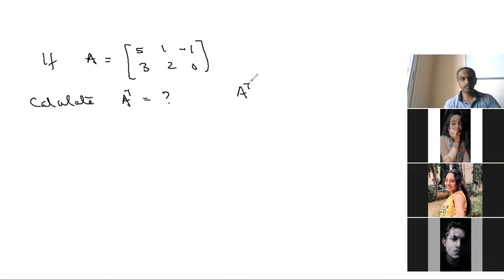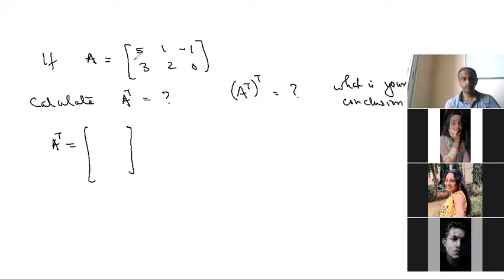If A is equal to 5, 1, minus 1; 3, 2, 0. First, calculate A transpose. Then calculate A transpose transpose. And what is your conclusion? So what will be A transpose? What to do for transpose? Interchange. 5, 1, minus 1 should be the first column, and 3, 2, 0 should be the second.